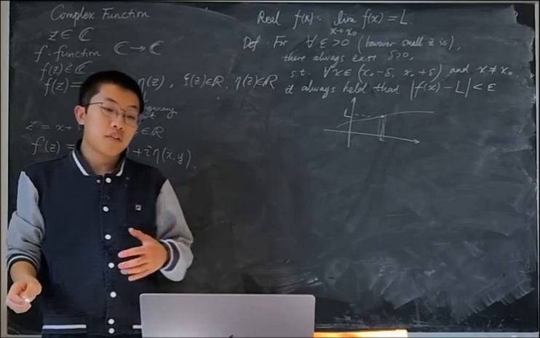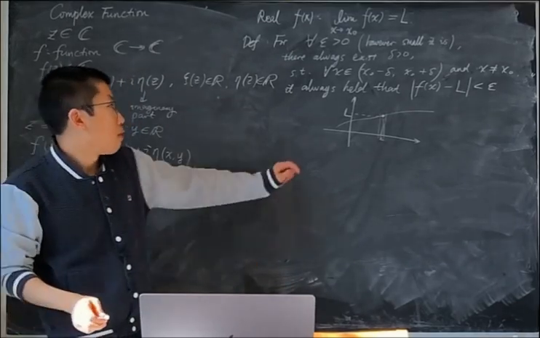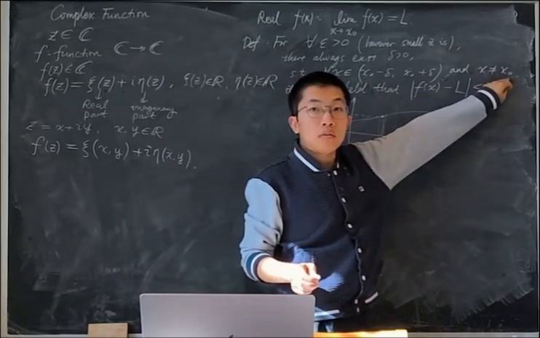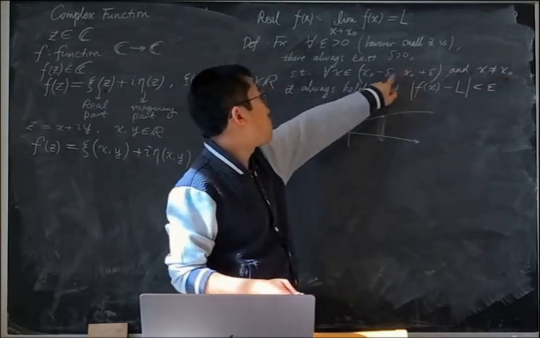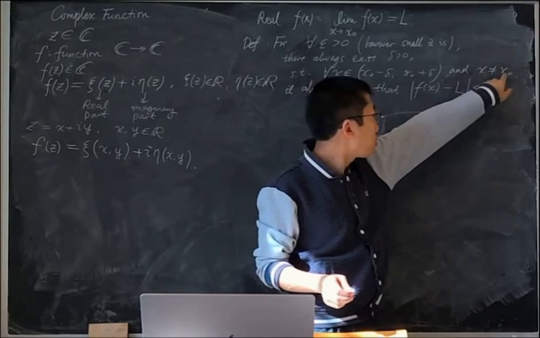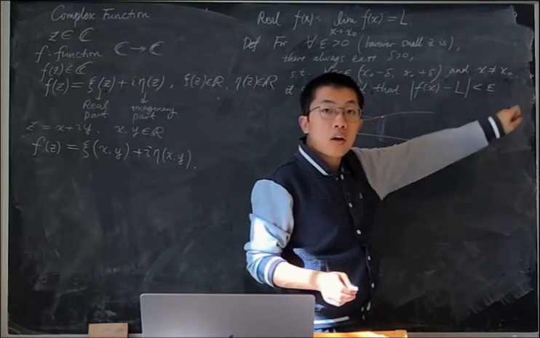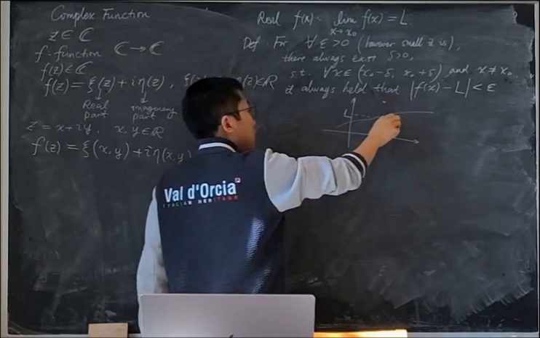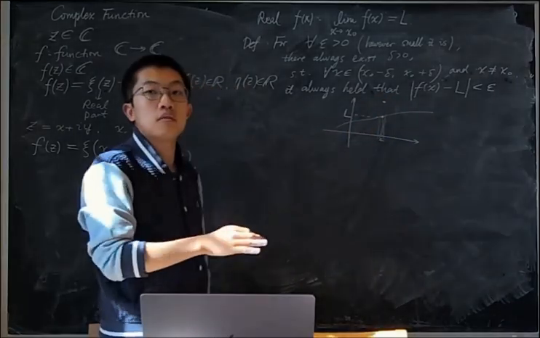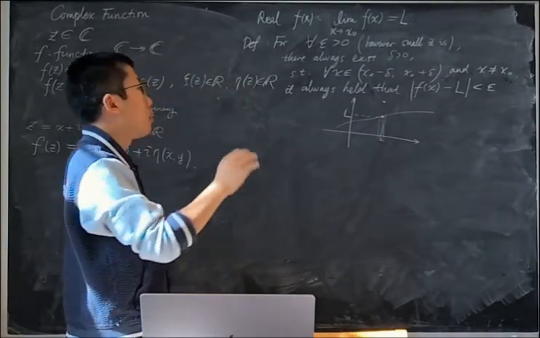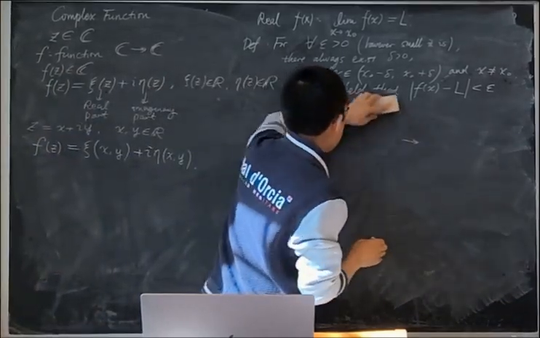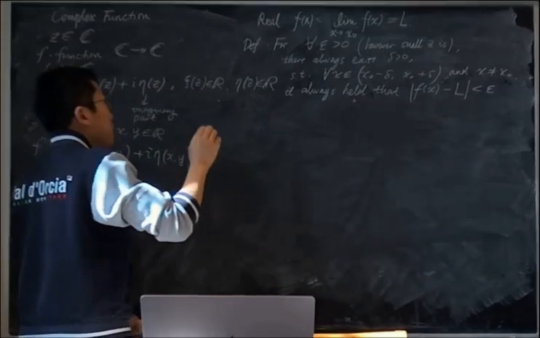So in this limit, we have to be very careful that this x does not have to equal x naught. It has to belong to this range, but it does not have to equal x naught. I can define the function at x naught, the value in here, and it still does not affect the limit. Right? Okay. So similarly, for complex functions, if we just look at the definition, it'll be exactly the same.